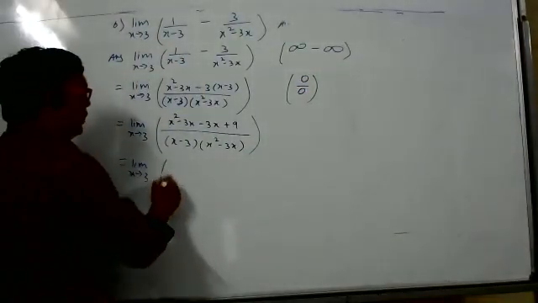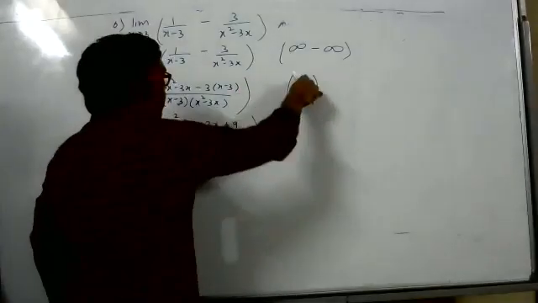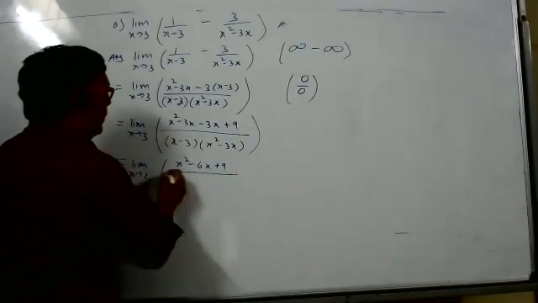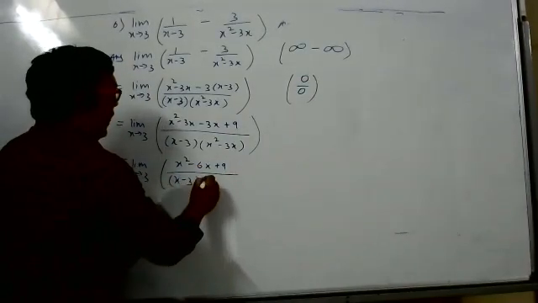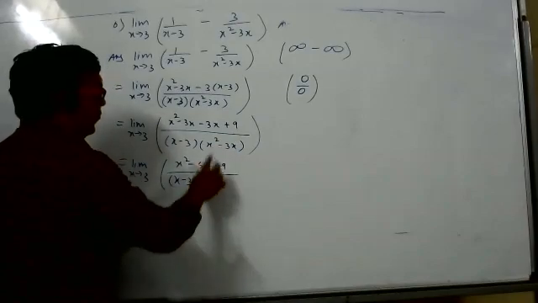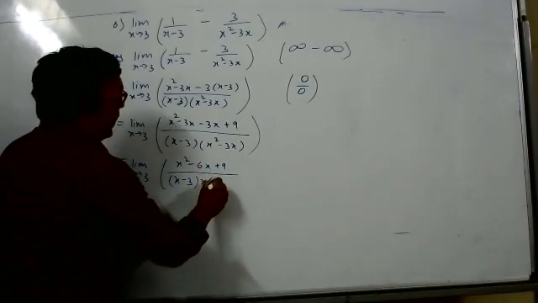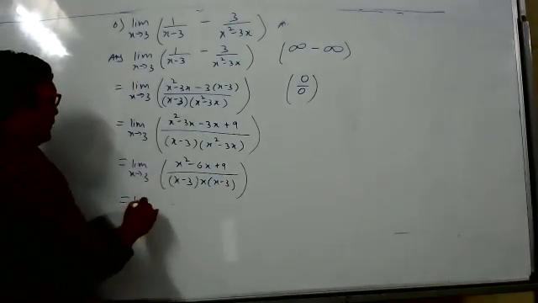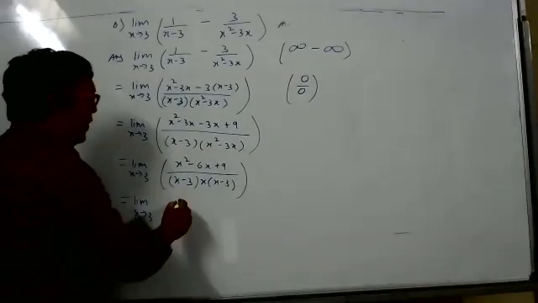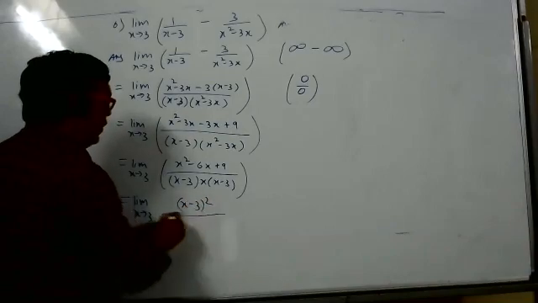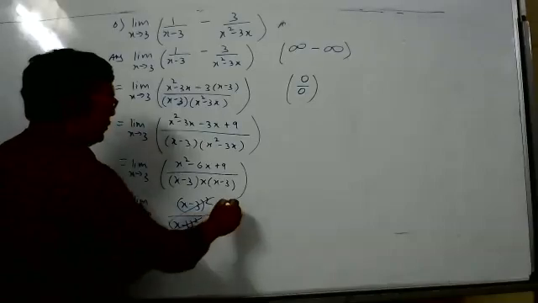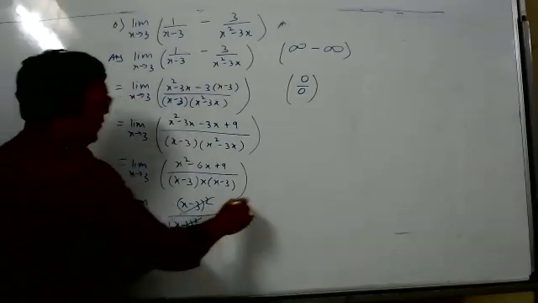So what can we do now? Infinity minus infinity has changed to 0 by 0. So x square minus 6x plus 9 by x minus 3. Can you factorize the numerator? Directly we know it is x minus 3 whole square. The denominator is also x minus 3, so cancel. In the place of x, write 3. Answer is 1 by 3.